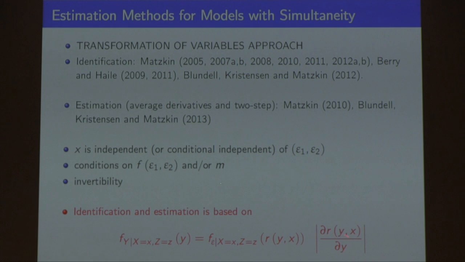And this is just the Jacobian determinant of that function. And this is the density of the epsilons conditional on x, and we might have some other things. This is very general. Of course, if we assume that epsilon is independent of x, this x disappears, right? And this z can be added or not.